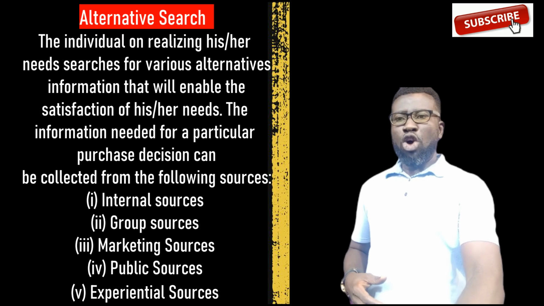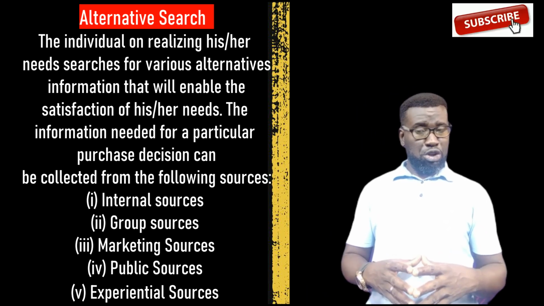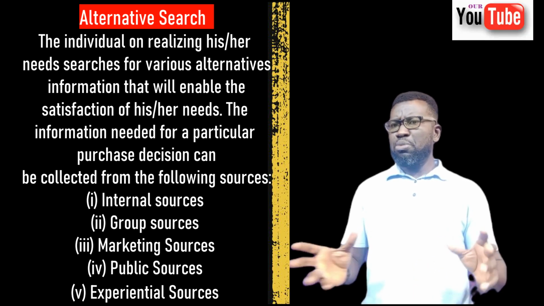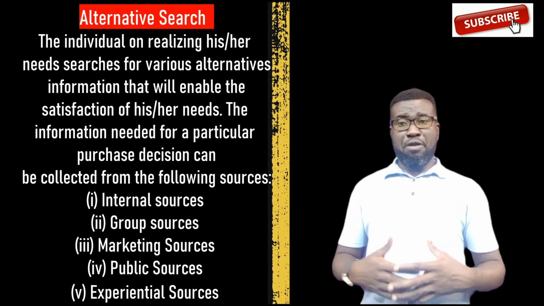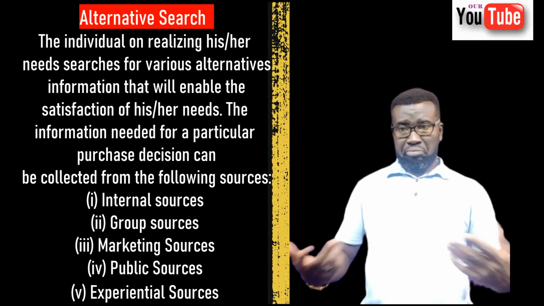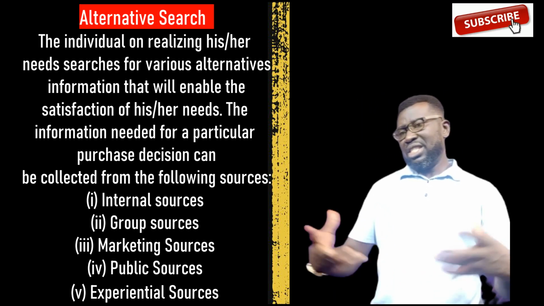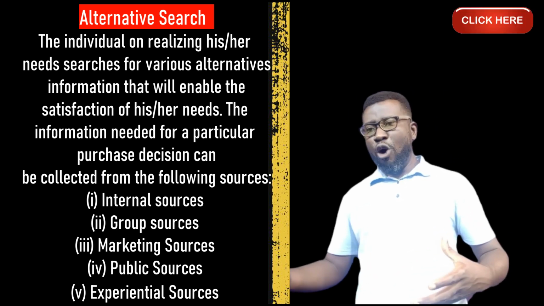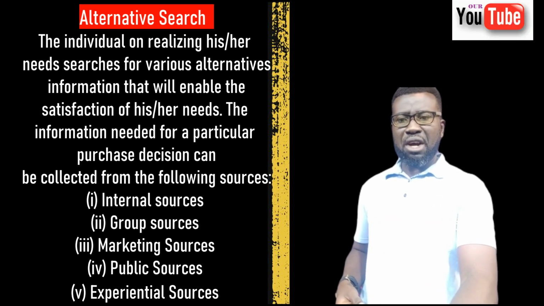Now, information obtained from all these sources is then processed for the product evaluation. An individual carries out information processing under the following steps. One, an individual is exposed to information. Two, he becomes attentive to the information. Three, he understands the information. And four, he retains the information. Of course, he has to use it after retention.